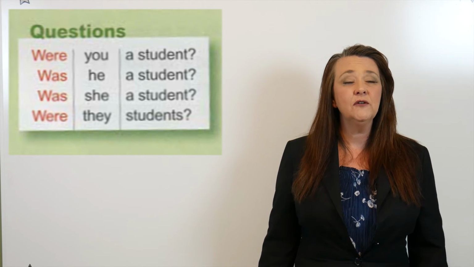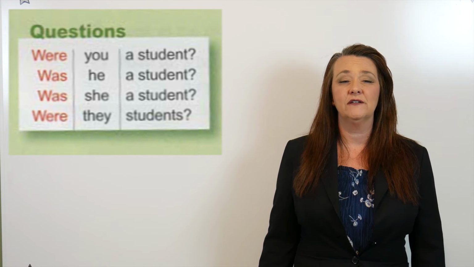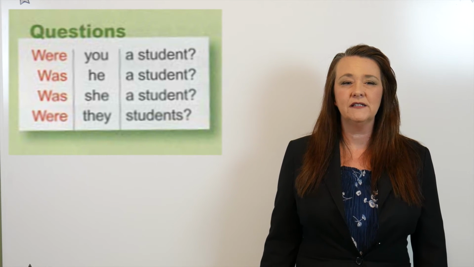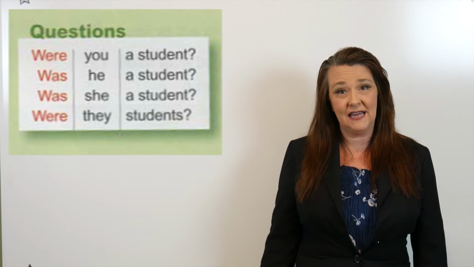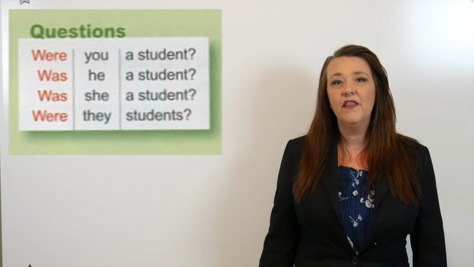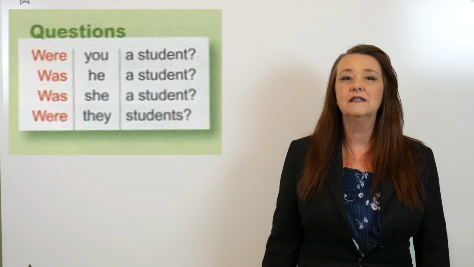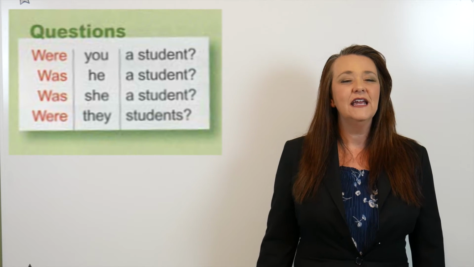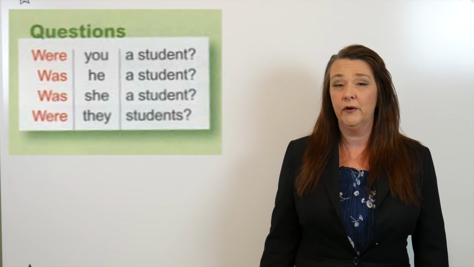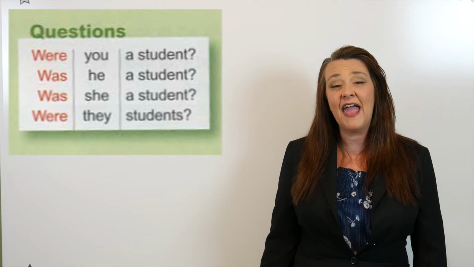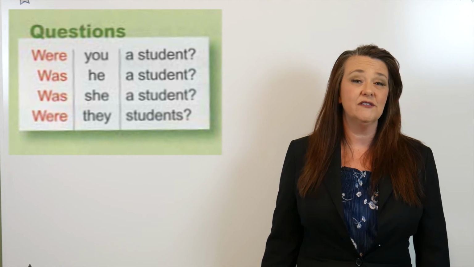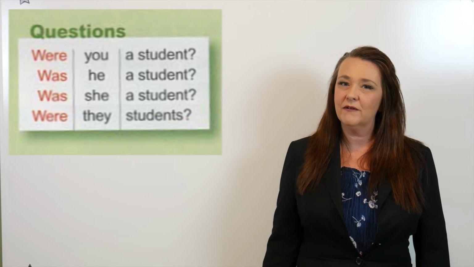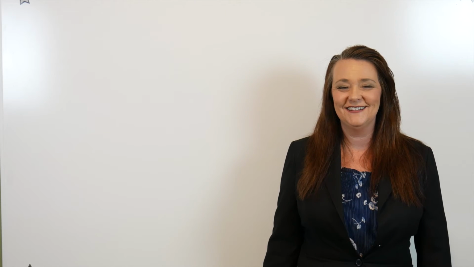You'll notice 2 things happening in this chart. The first thing you'll notice is with the pronouns he and she, the verb changes to was. The other thing you'll notice is when we use plural pronouns like the pronoun they, we need to use the plural form of the noun, students.